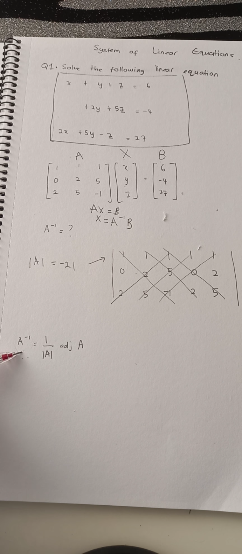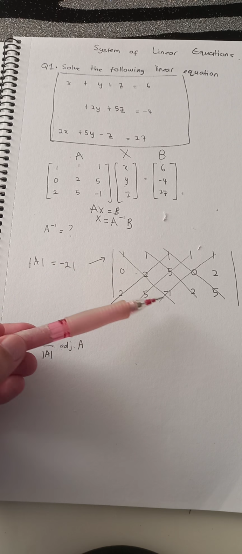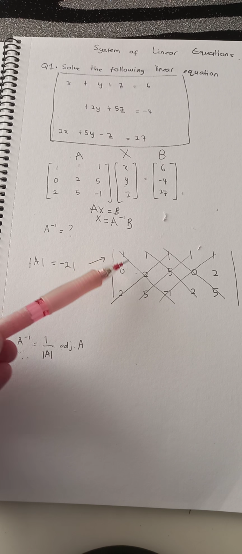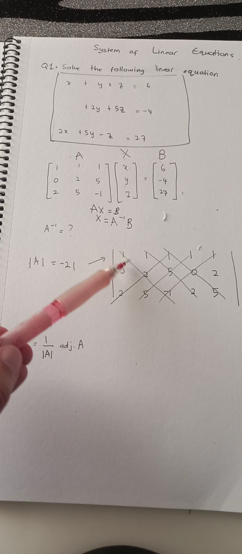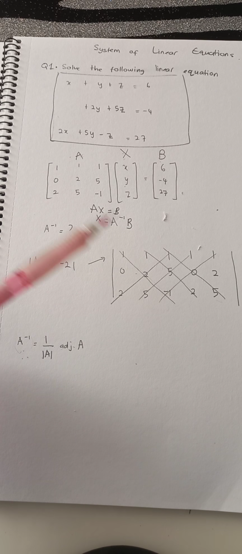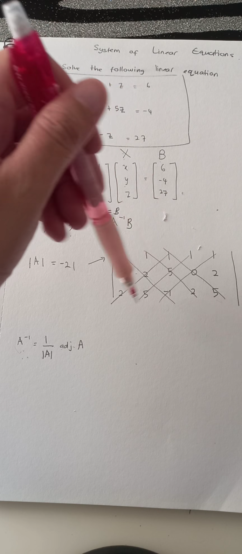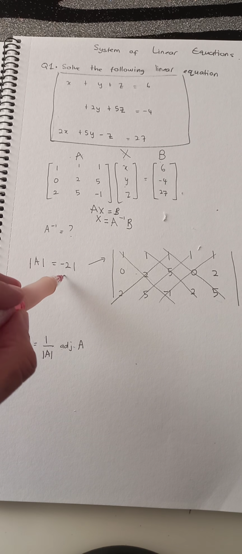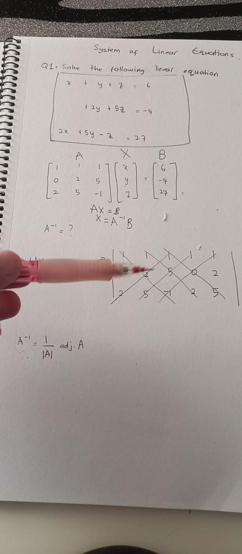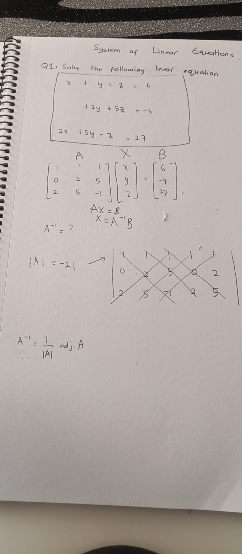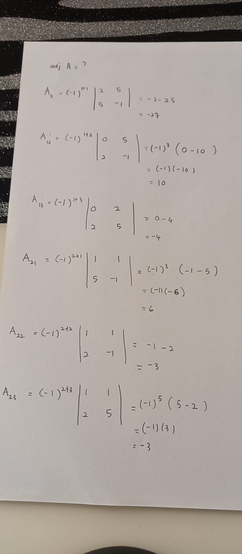To find the inverse of A, we need 1 over the determinant of A times the adjoint of A. First, I will find the determinant of A. I use the method that I taught you in chapter 2, where everything going to the right is positive and everything going to the left is negative. So I got negative 21. Calculate it by yourself as I taught you in chapter 2. Then we got negative 21. What about the adjoint of A?